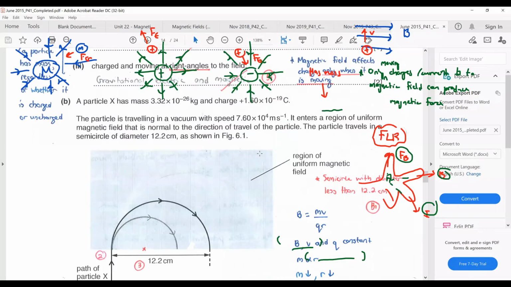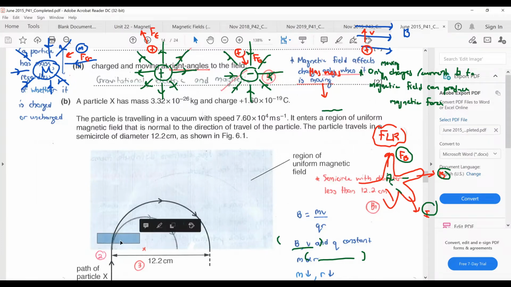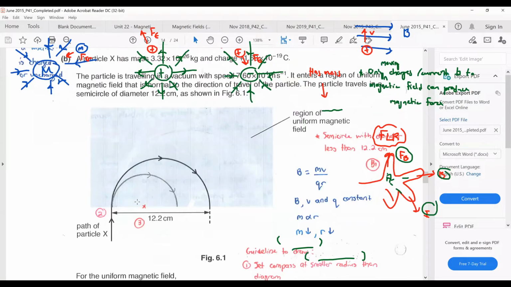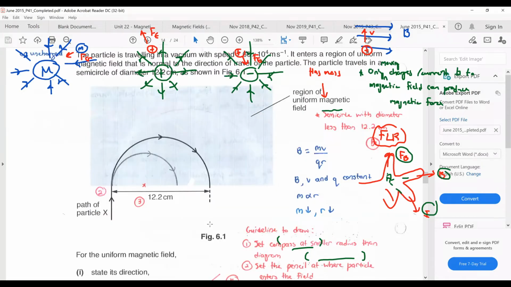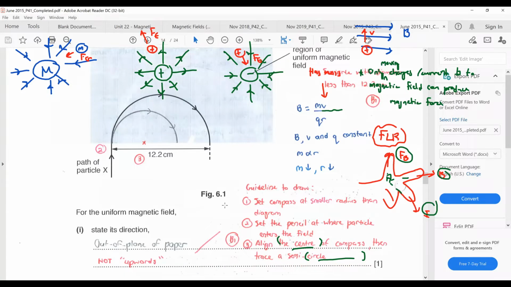So as mentioned to you, the moment you see that they tell you the charged particle is entering the magnetic field perpendicular to it, it will always move in a circle, because the magnetic force always acts perpendicular to the direction of motion of the particle, or direction of velocity of the particle. So it will always move in a circle. So the charged particle enters and then it moves in a circle and then it goes back out. Now the question is just asking you, for that uniform magnetic field, state its direction.